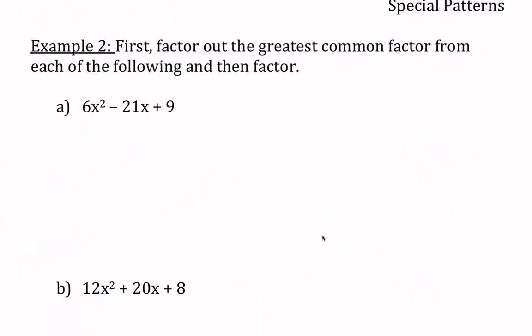okay, so now what we're going to do is we're going to kind of practice kind of what we did the other day. We're going to factor out the greatest common factor first, and then we're going to use tic-tac-toe. So the first thing I do is for my GCF.